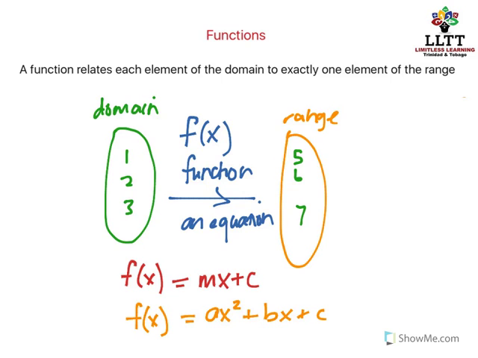So whenever you see the notation f of x, it means that we're specifically speaking about a function, and if we're specifically speaking about a function, it means that it can only be a one-to-one relation or a many-to-one relation. So now let's look at an example of a function and how we can work with these examples.